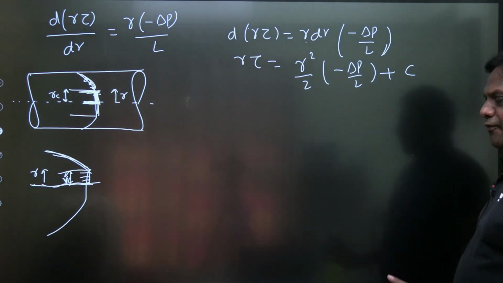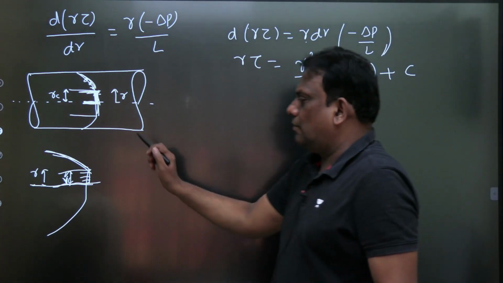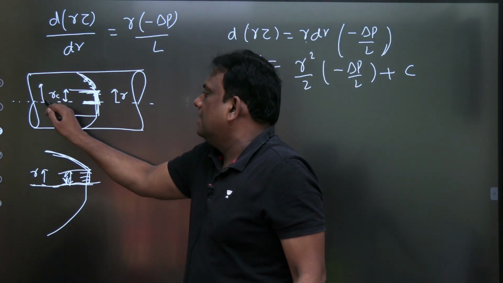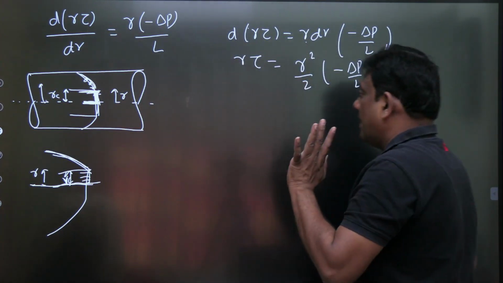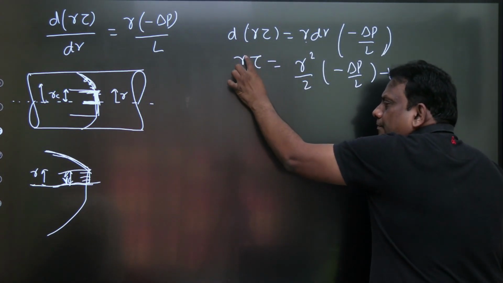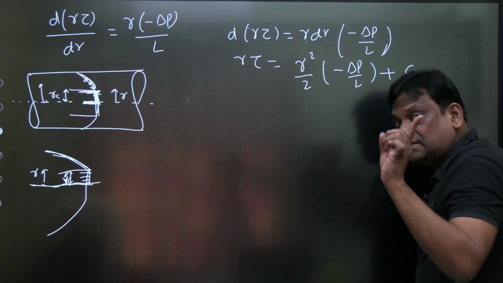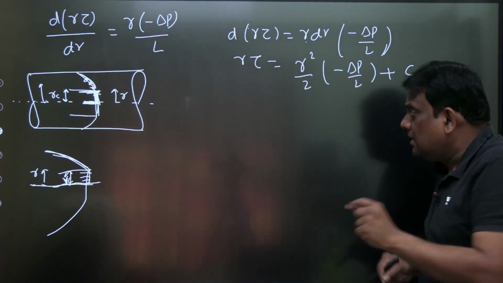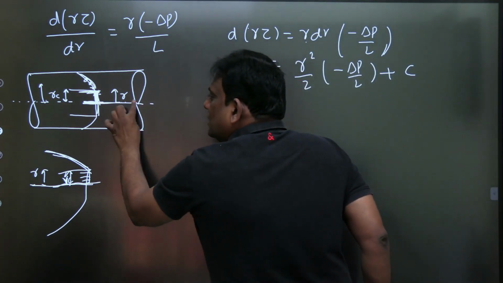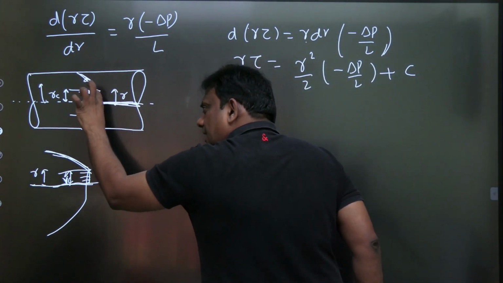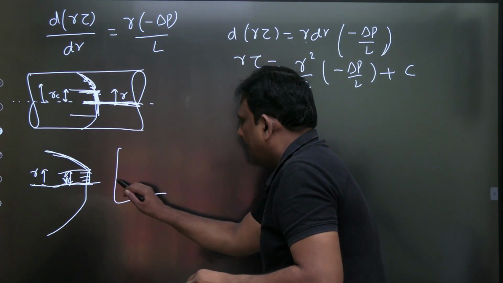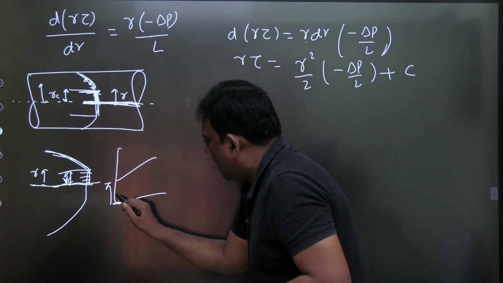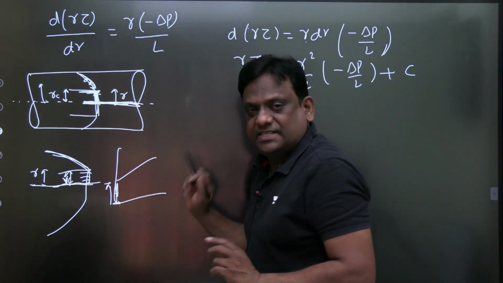Wonderful. Now let us take the radius 0 and find the boundary condition. R is measured from the center of the pipe. So when R is 0, look once: shear stress is not 0, because it is a Bingham plastic fluid. When R is 0, this is not 0. This is finite. So there is a finite shear stress here. So it's something like this. Up to this, R is 0, and slowly I am increasing. There is a finite shear stress.